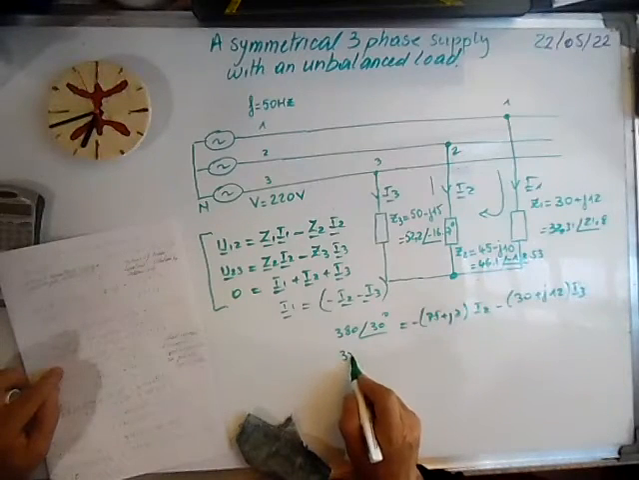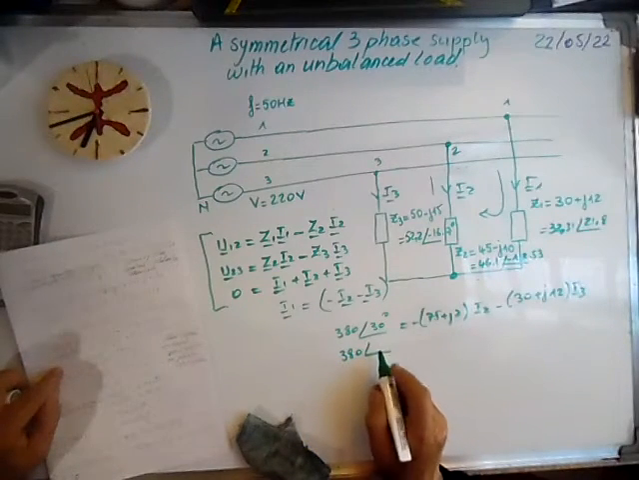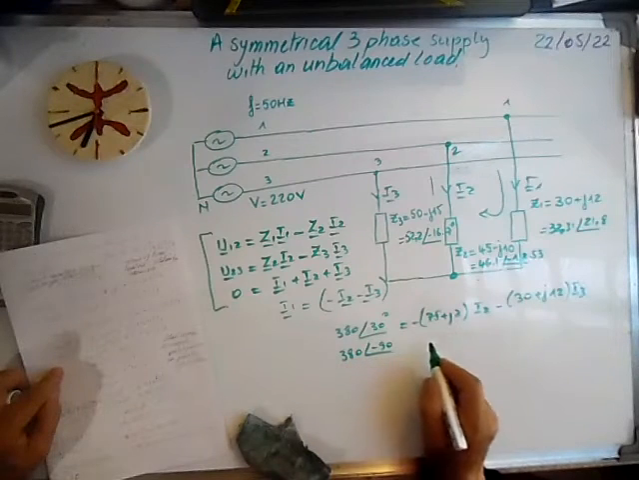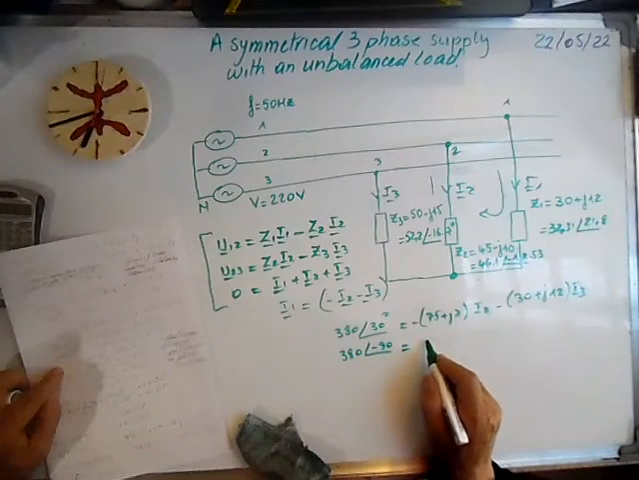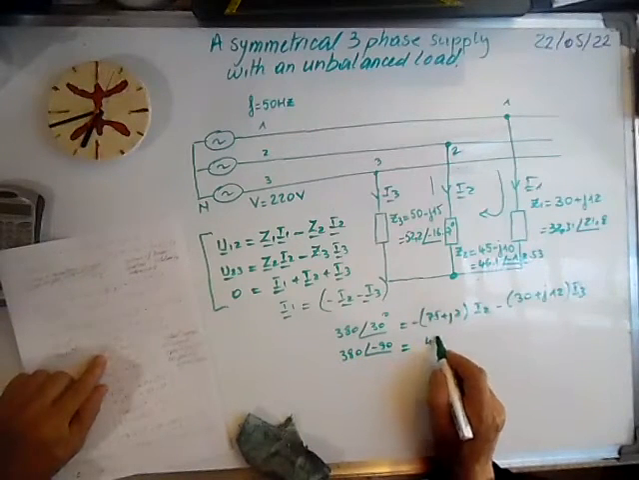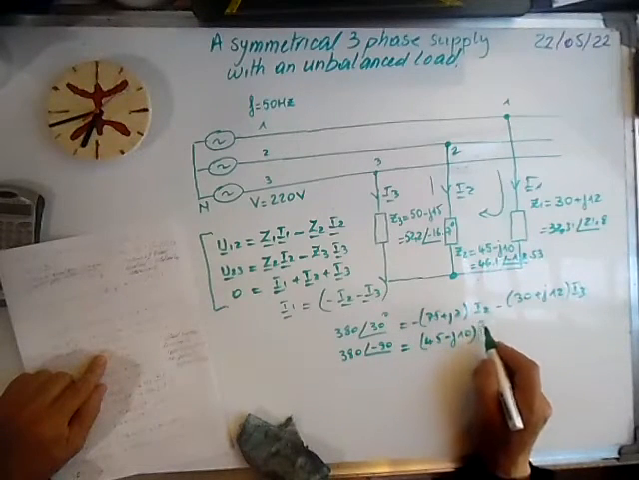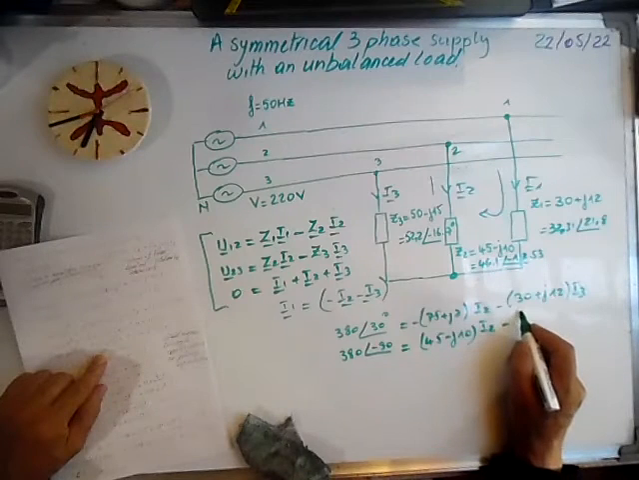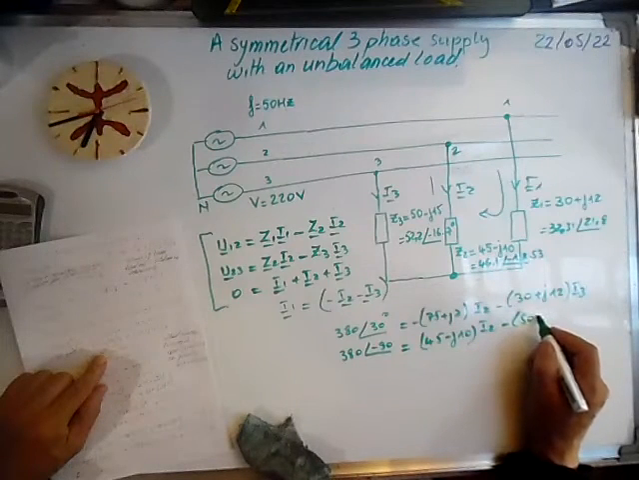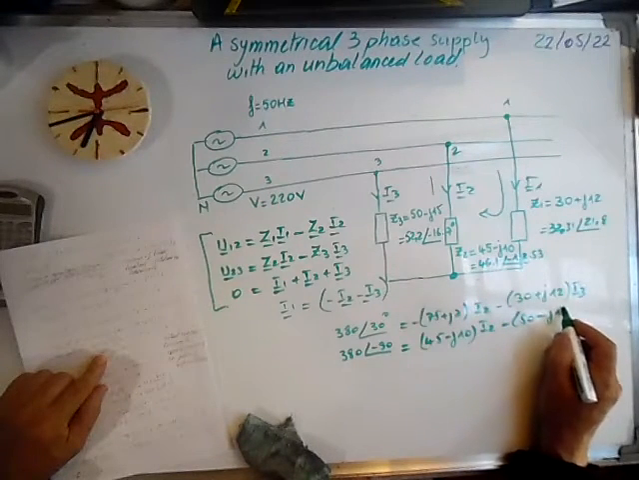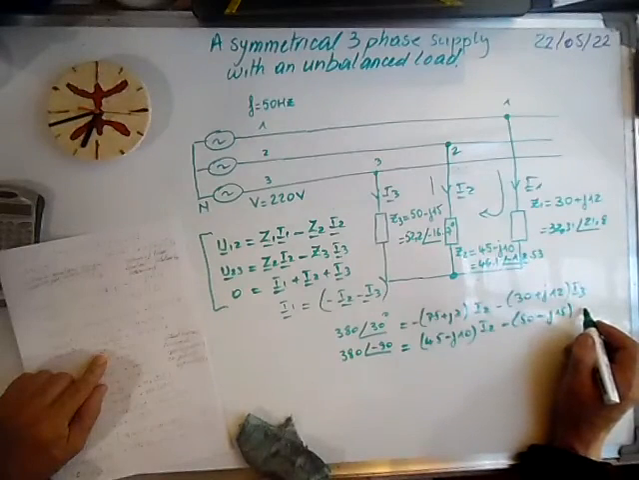And here we have 380 ∠-90 is equal to 45 minus j10 I2 minus 50 minus j15 I3.